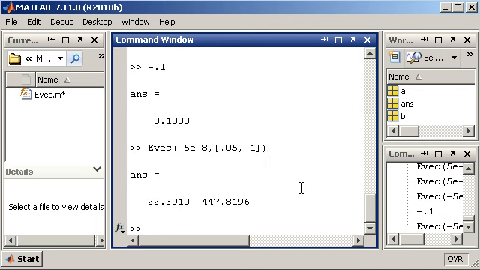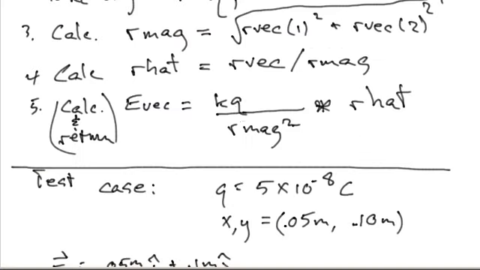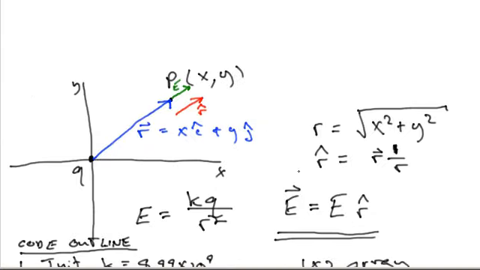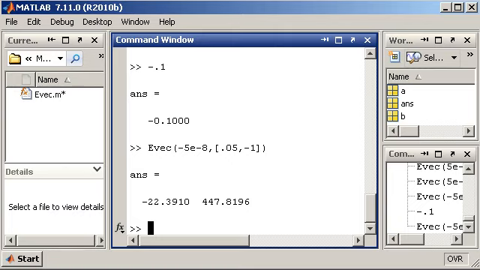So if I'm in the lower right hand quadrant of a coordinate system, let's see, if the point was down here and it was a negatively charged particle, I would expect that the electric field would be up in this direction, which would be a minus x component and a positive y component. Let's see, is that what I got? Yeah, minus x component, positive y component.